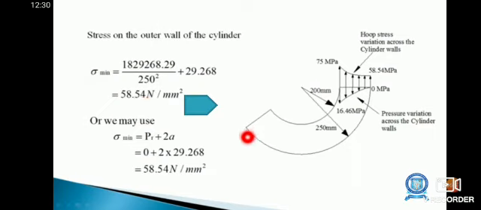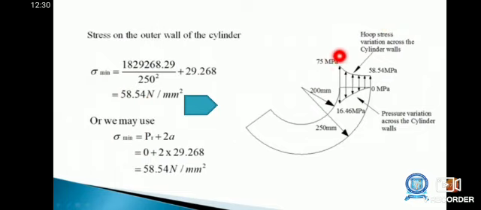That is the cross sectional diagram. The 200 is the inner radius, 250 is the outer radius, and that is the origin point. So 16.46 megapascal is the pressure variation across the cylinder wall. And 75 is the hoop stress variation across the cylinder wall.